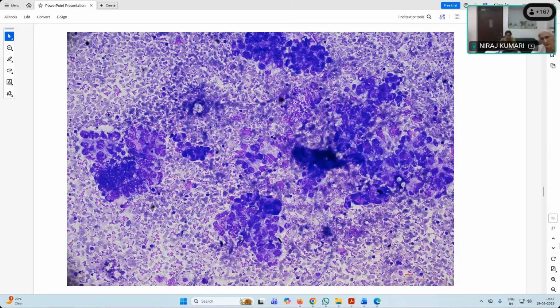Primaries, can it be from liver? Hepatoblastoma. So it can occur at 3 years of age. Anything else? Any other mesenchymal tumor? Rhabdomyosarcoma. Yes. Which rhabdomyosarcoma?